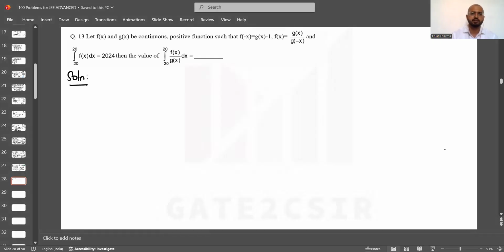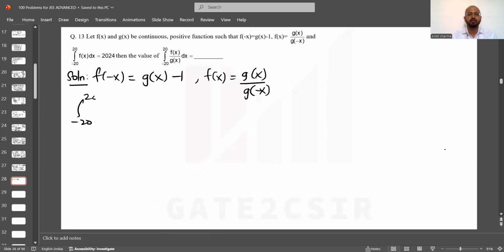So we have just definite integration, and f and g are continuous positive functions such that f of minus x is equal to g of x minus 1. And we have f of x is equal to g of x over g of minus x. And I need this value when we are given this. So consider this guy only: the integral from minus 20 to 20 of f of x over g of x dx.